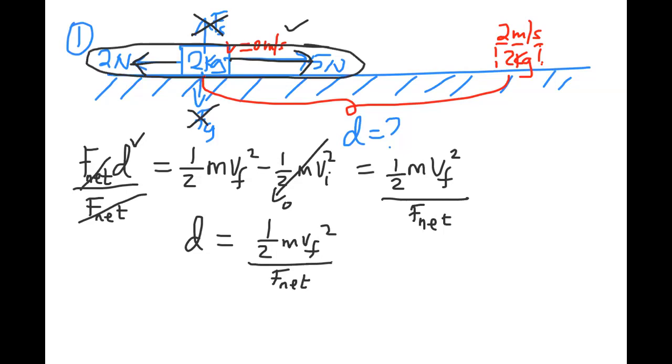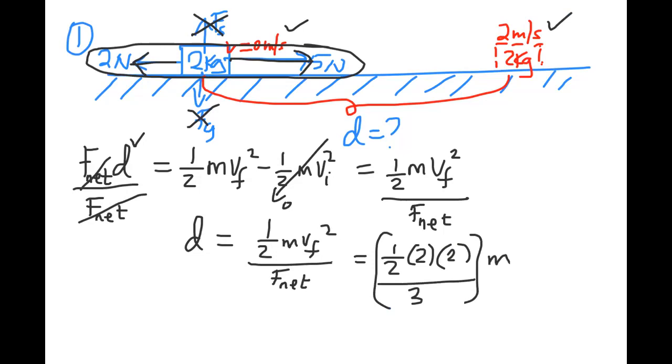So we can have our answer as 1/2. The mass is 2 kilograms. The final velocity, as you can see here, is 2 meters per second. Then the net force is 3 newtons. So everything here will give me my answer in meters. I make sure that I'm using consistent units, or SI units. If I'm using SI units for each variable, then it's okay to drop the units and just put the meters here.